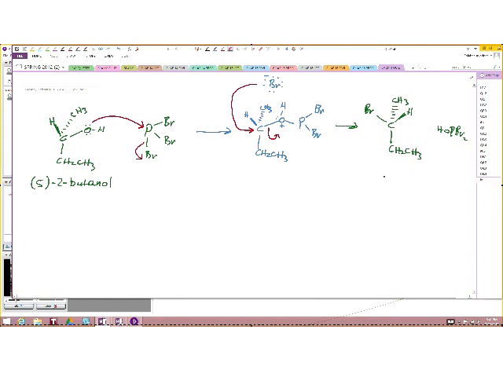Okay, so now what do we have here? We now have R-2-bromobutane as a result of this SN2 reaction. So we now have an inversion of configuration. We started with the absolute configuration of this carbon being S. Now the absolute configuration is R. So we have inverted the absolute configuration for that carbon.